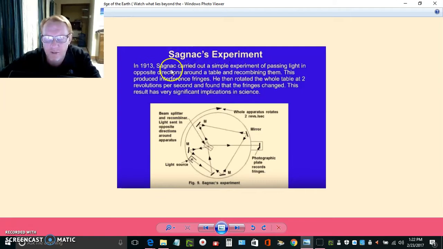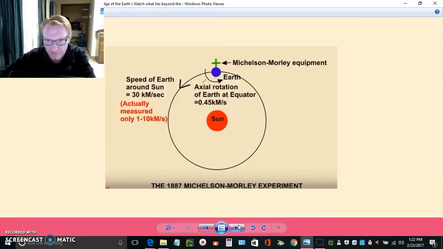Anyway, Sagnac's experiment. Sagnac carried out a simple experiment of passing light in opposite directions around a table and recombining them. This produced interference fringes. He then rotated the table at 2 revolutions per second and found that the fringes changed. This result has very significant implications in science. So yeah, this proves that there is an ether.